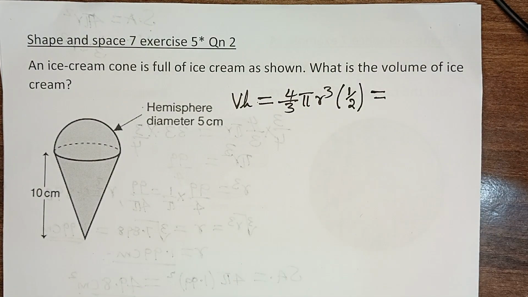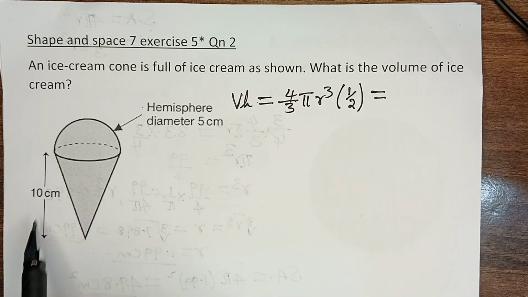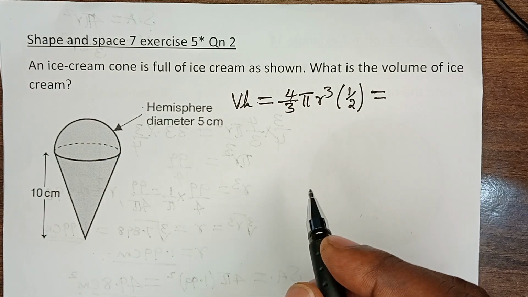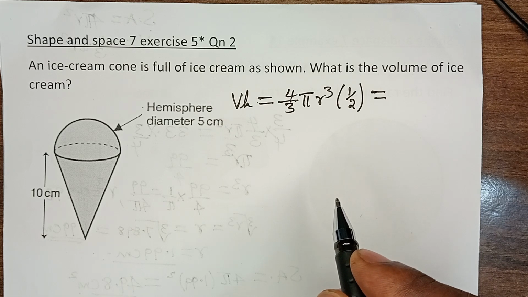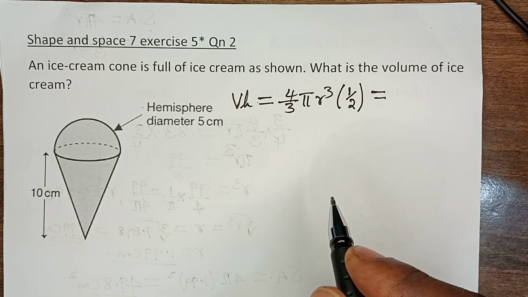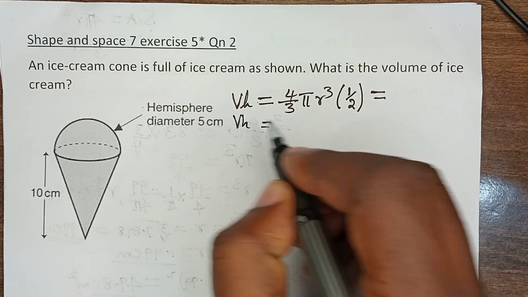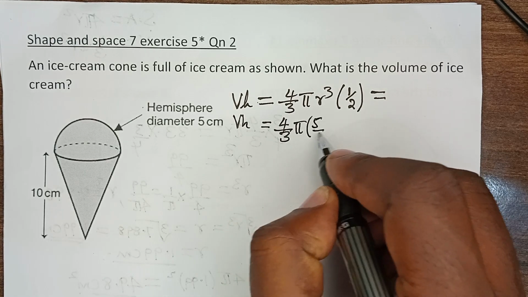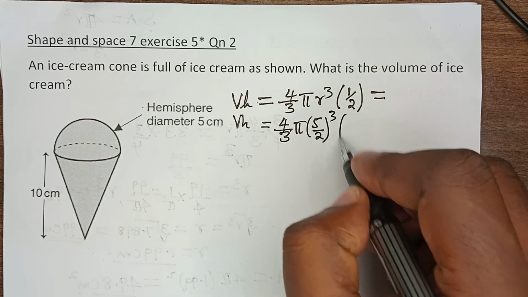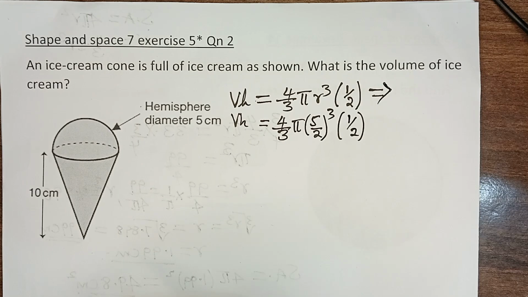But r, of course, we are told the diameter is 5 centimeters and the perpendicular height is 10 centimeters. So when the diameter is 5 centimeters, then the radius is half of the diameter, which is 2.5 or 5/2. So the volume of the hemisphere is 4/3 pi (5/2) cubed times a half. This is now where we pick the calculator.